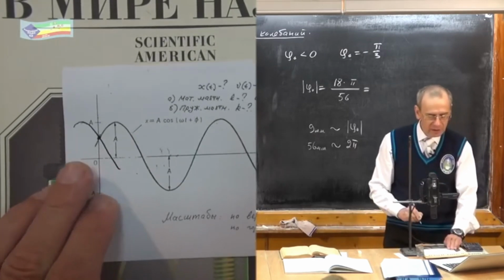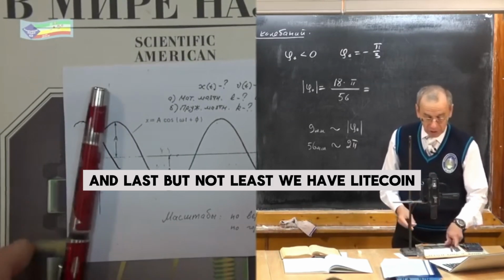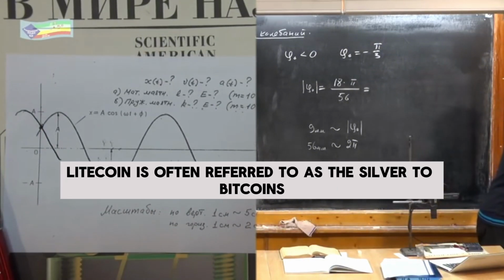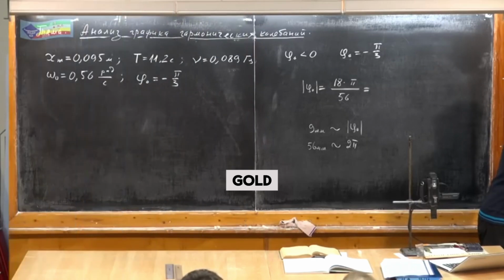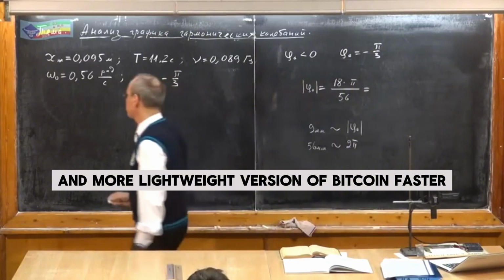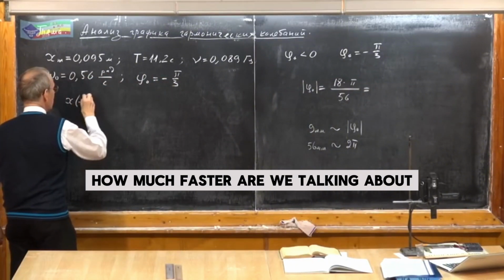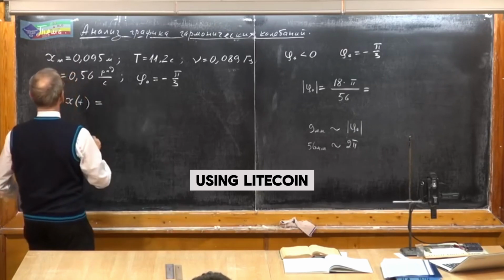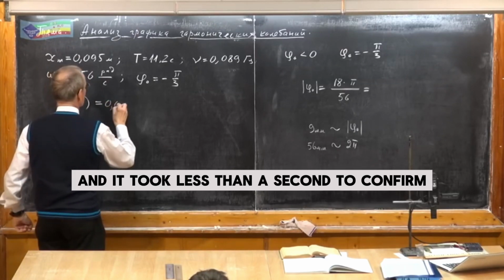Got it. And last but not least, we have Litecoin. What's its story? Litecoin is often referred to as the silver to Bitcoin's gold. It was created as a faster and more lightweight version of Bitcoin. Faster. How much faster are we talking about? Well, the source mentions an example of a transaction that was sent from Switzerland to the US using Litecoin, and it took less than a second to confirm.